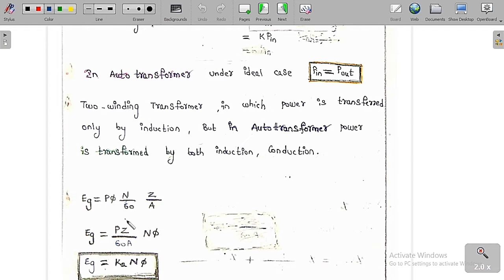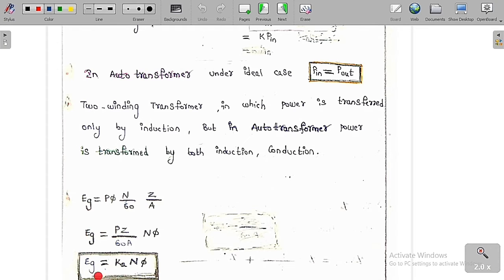In a DC motor or DC generator, the amount of EMF generated is equal to PφN/60 into Z/A. I have already shown you the derivation of this formula also. If you manipulate this, we simply get PZ/60A into Nφ. So Eg is equal to Ka times Nφ, where K is a constant, which is PZ/60A.